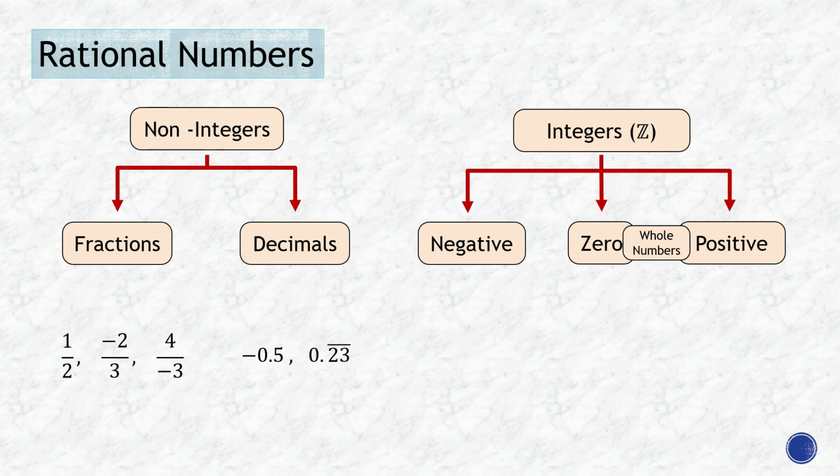So for the integers, obviously we have the negatives. Let's say -4. 0 is just 0. Whole numbers are 0 and the positives. But for the natural or counting numbers, one example there is 8.